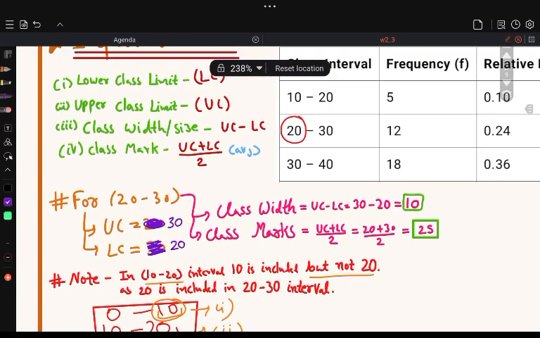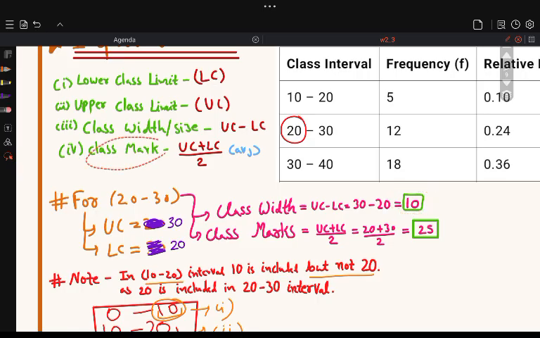And then the class width, also known as the class size, is the difference between the upper limit and the lower limit. This gives the distance between the two, or the size of this interval. So to find the size of the interval, we can simply subtract: upper minus lower. So it will be 10 in this case.